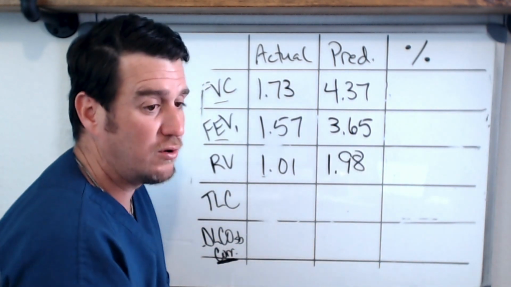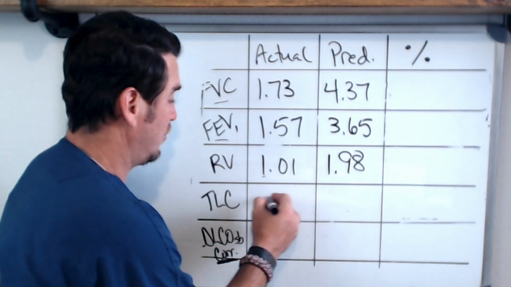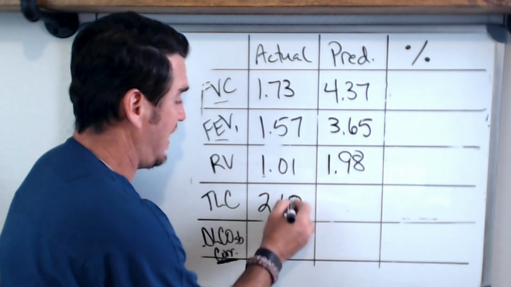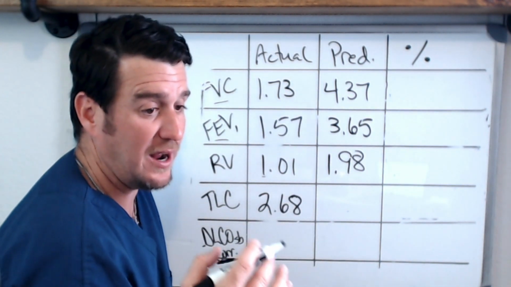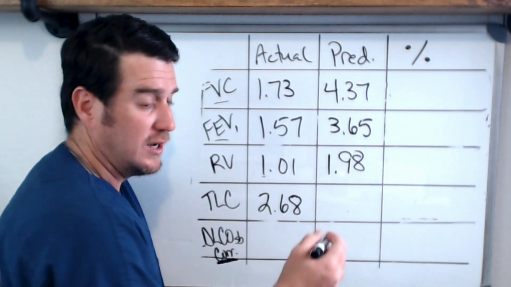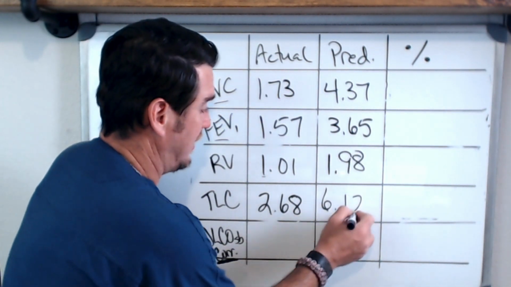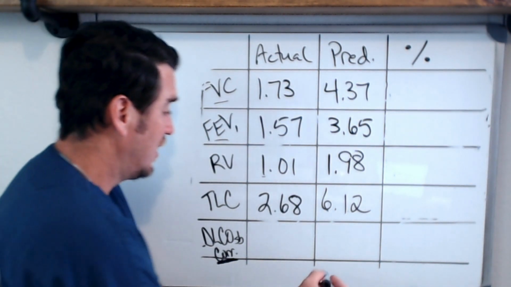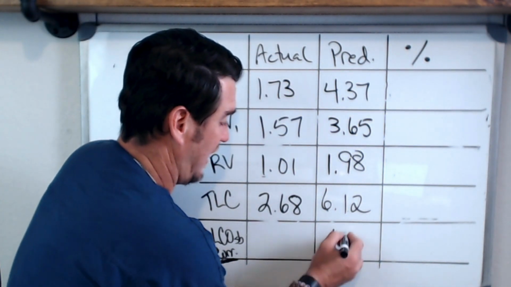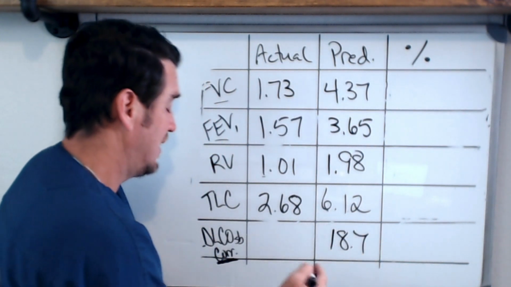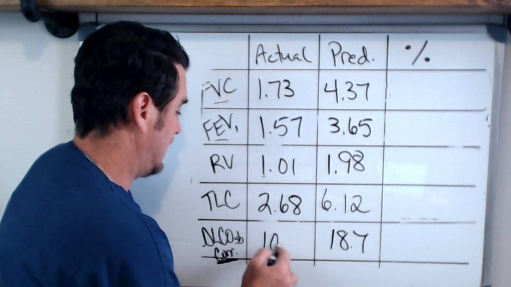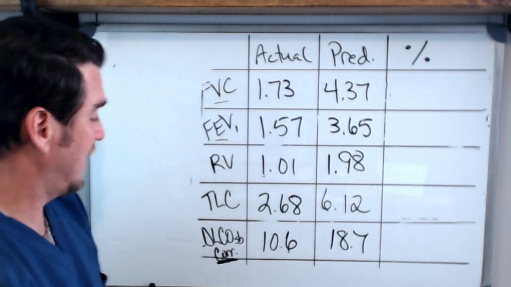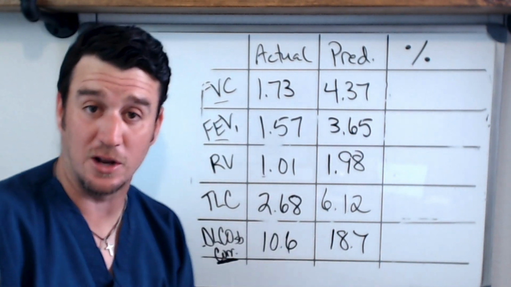1.98. Our total lung capacity actual is 2.68. And our predicted was 6.12. Our DLCO is predicted to be 18.7, and we are getting 10.6. Okay, and this is corrected for hemoglobin.